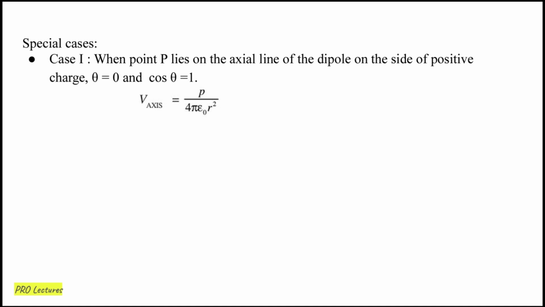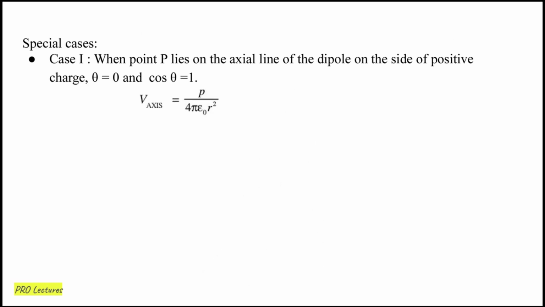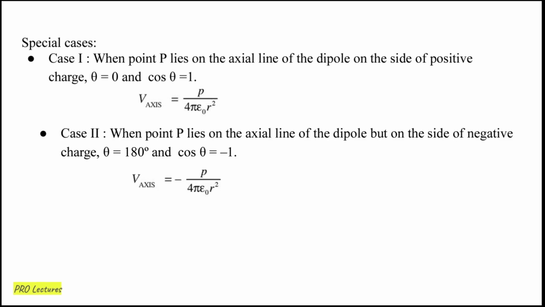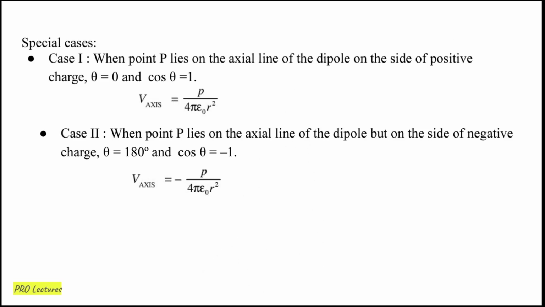First case, when the point P lies on the axial line of the dipole, that is on the side of the positive charge. Here the theta is 0 and cos 0 is 1. So the potential at point P becomes P by 4 pi epsilon naught r square. Second case, when the point P lies on the axial line but on the side of negative charge, then theta is 180 and cos 180 is minus 1. So the potential at point P becomes minus P by 4 pi epsilon naught r square.